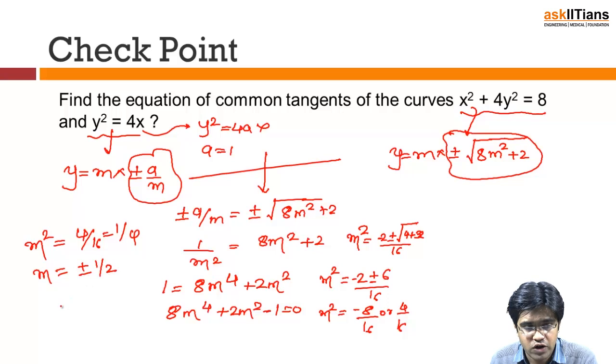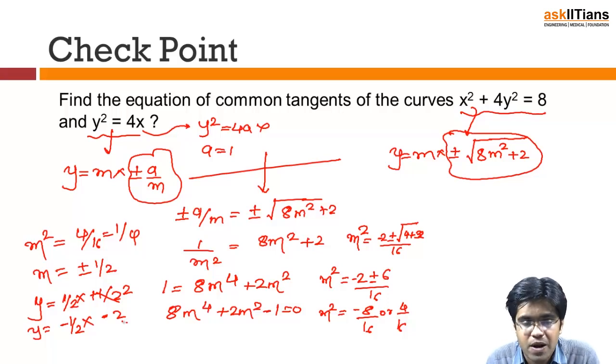So the equation of the straight line transforms into y is equal to 1 by 2 x plus 1 by 2 times 1, or y is equal to minus 1 by 2 x, and then the m is on the bottom, so it will become 2 and minus 2. So these two are the equations of the common tangents that we needed to find.